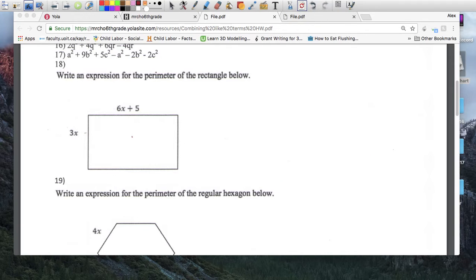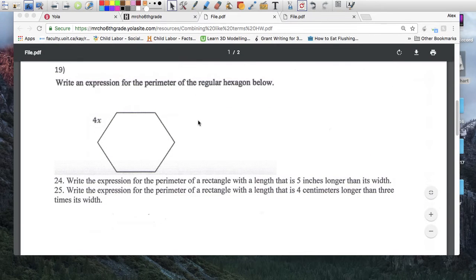So this one is a hexagon. This particular one is an equilateral hexagon. All the sides are the same. So if this is 4x, guess what? This side is also 4x, and this side is also 4x. This side is also 4x, and that side is also 4x, and that last side is also 4x. So all the sides measure the same thing. To find the perimeter, again, it's this side plus this side plus this side plus this side plus this.